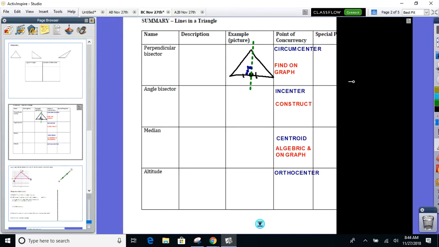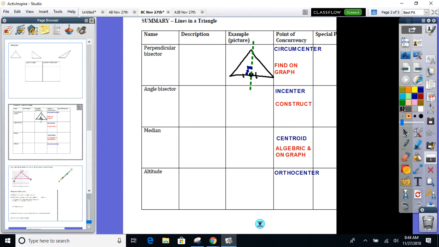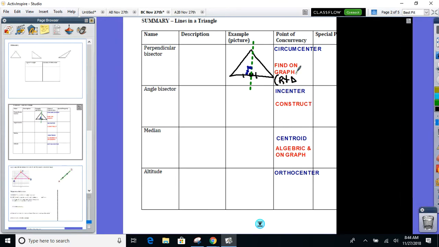And you may just want to make a little note. What I expect you to do is find it on a graph, specifically a right triangle. We don't have enough time usually on tests and quizzes to find it on something that's not a right triangle, but find it on a graph given a right triangle. And we've done a couple of those already, one for homework, one in the notes.